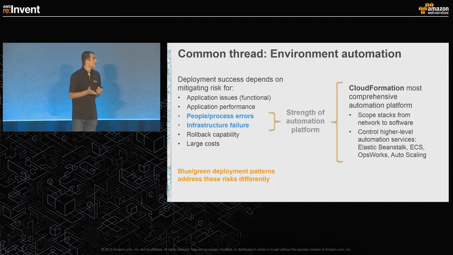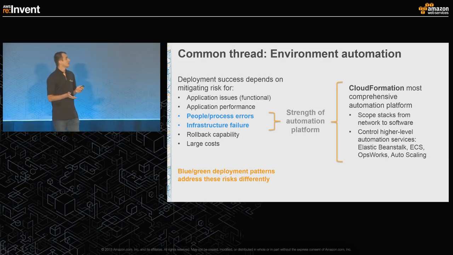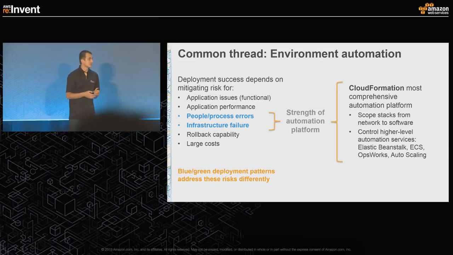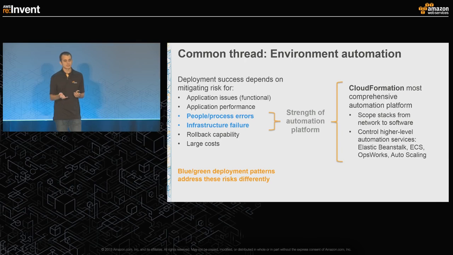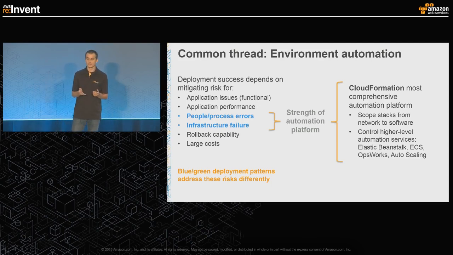There is a common thread around all these, and that is your environment automation. When you're looking at those deployment risks that Andy talked briefly about before, you'll notice that some of them, such as the human error risks, the infrastructure failure risk, the deployment process risk, are not necessarily mitigated by the deployment pattern itself. They're more mitigated by the strength of the automation platform that you're choosing.